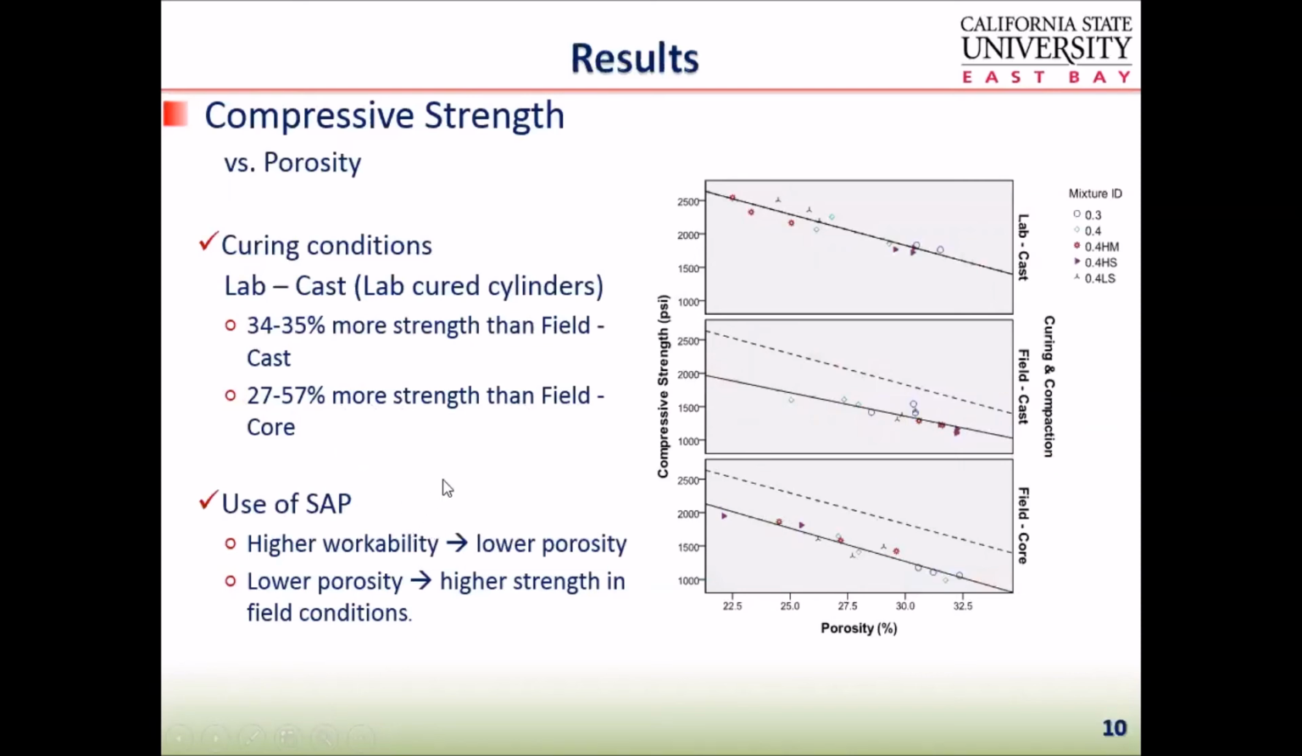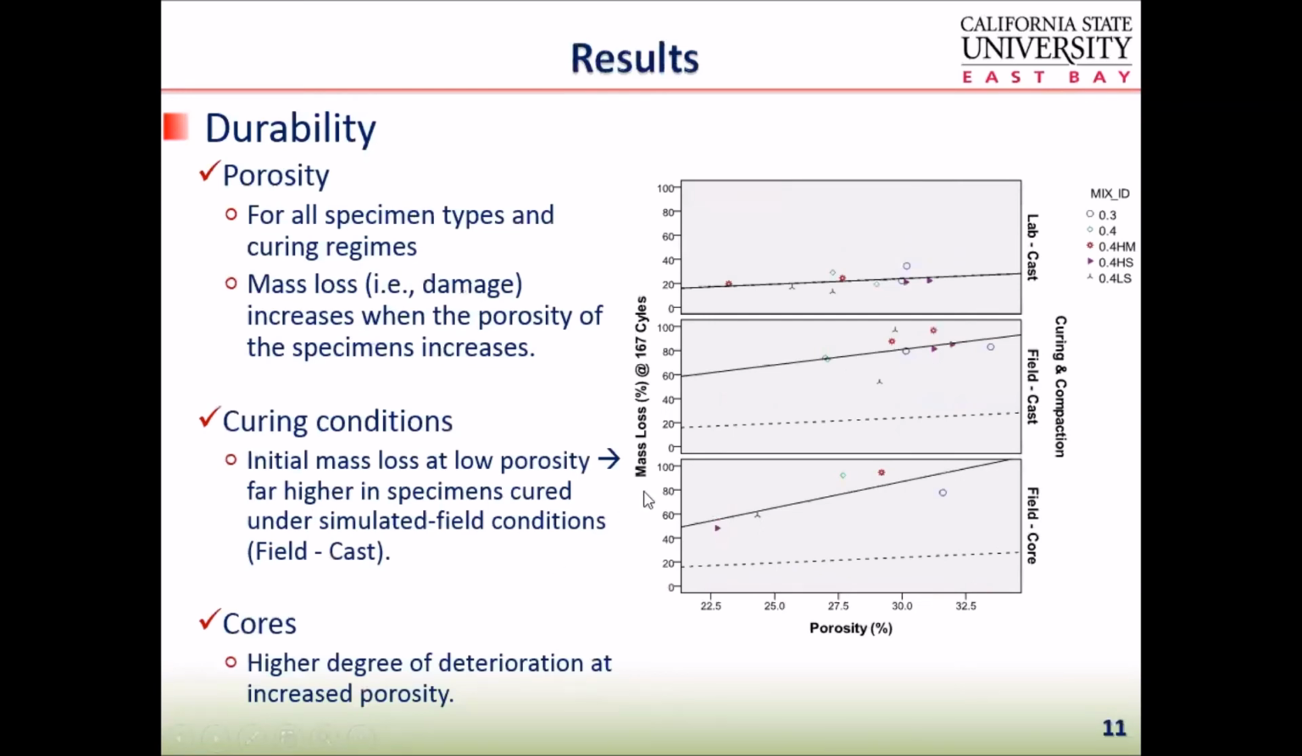In terms of the use of the SAP, you can see here that at least for the cylinders that were cast and cured under lab conditions, the SAP created mixtures that had lower porosity, and by extension that generated concrete that had a higher strength. For durability, we can see the opposite. The higher the porosity, the higher the mass loss, which means the less durable the concrete is.